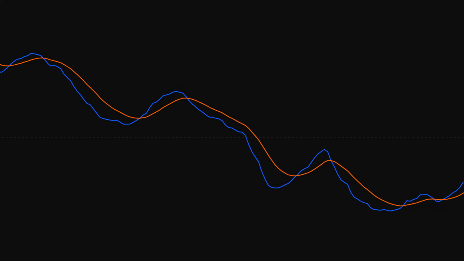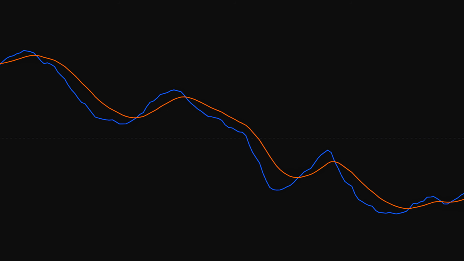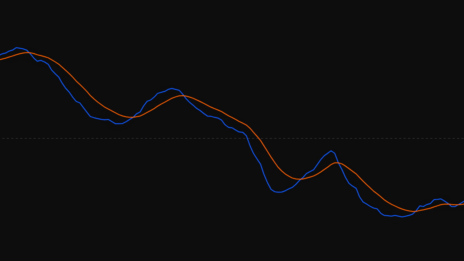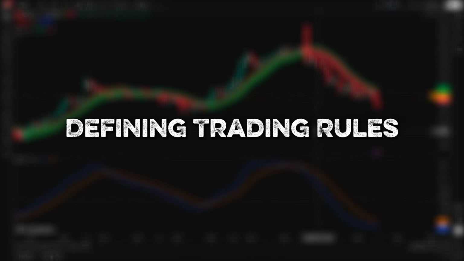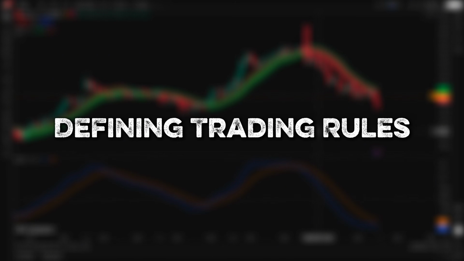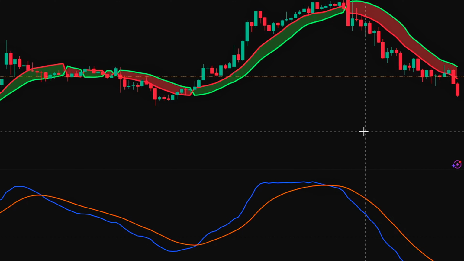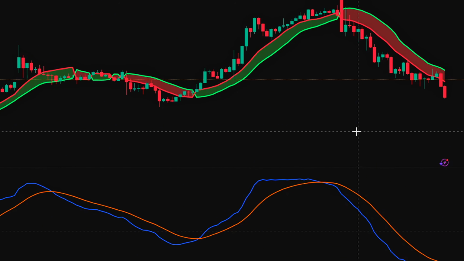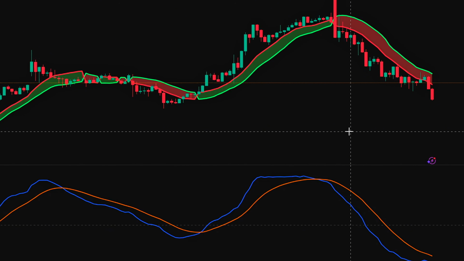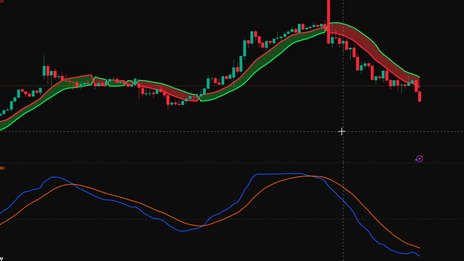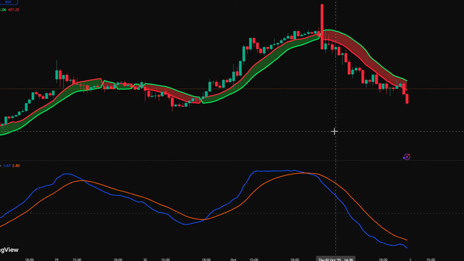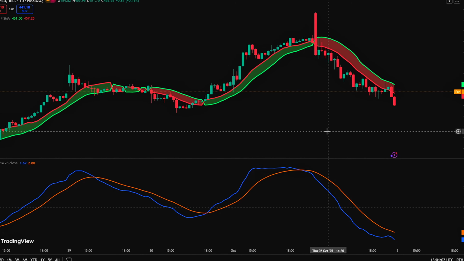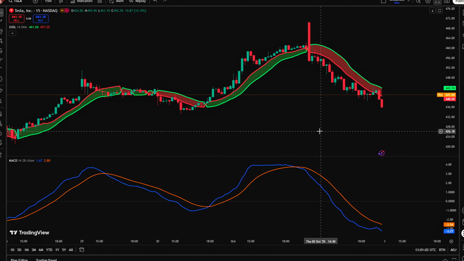If both agree, we've got a stronger setup. If they don't align, we stay patient and wait. Step 3. Defining trading rules. Now that both indicators are set up and optimized, it's time to put everything together into a clear trading plan. The goal is to have rules that are simple, repeatable, and leave no room for second guessing. Every trade will follow the same structure.